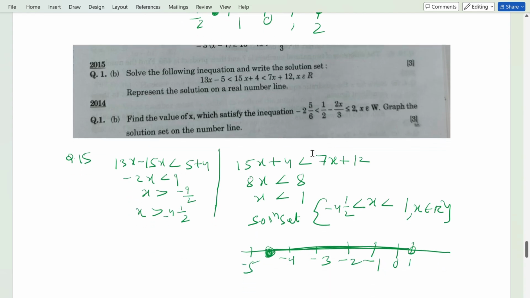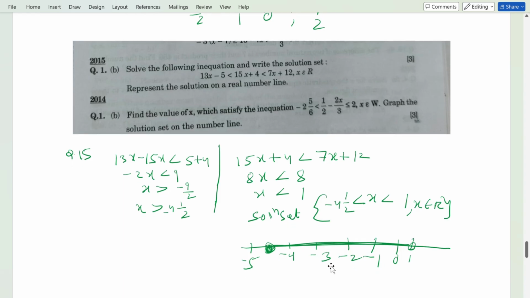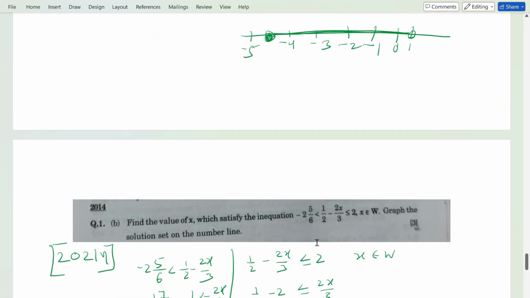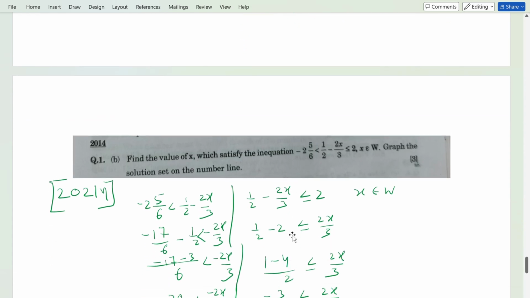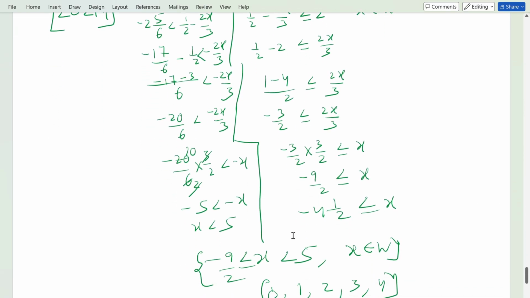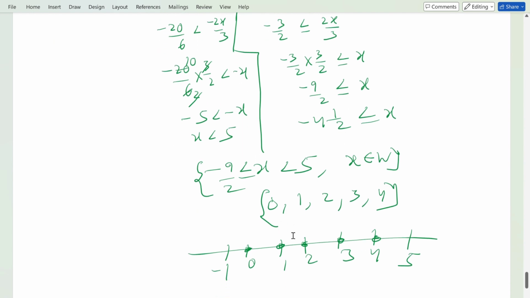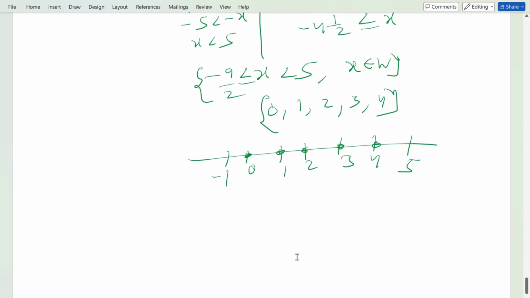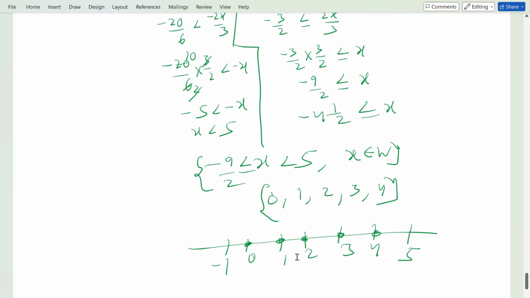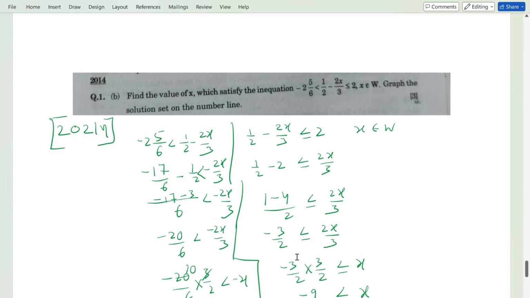This is 2015. This is the equation given, and this is the solution and number line. Now 2014. This is given as whole numbers. This is the solution set and number line. From 2025 to 2014, the answers are here with the specimen copy.